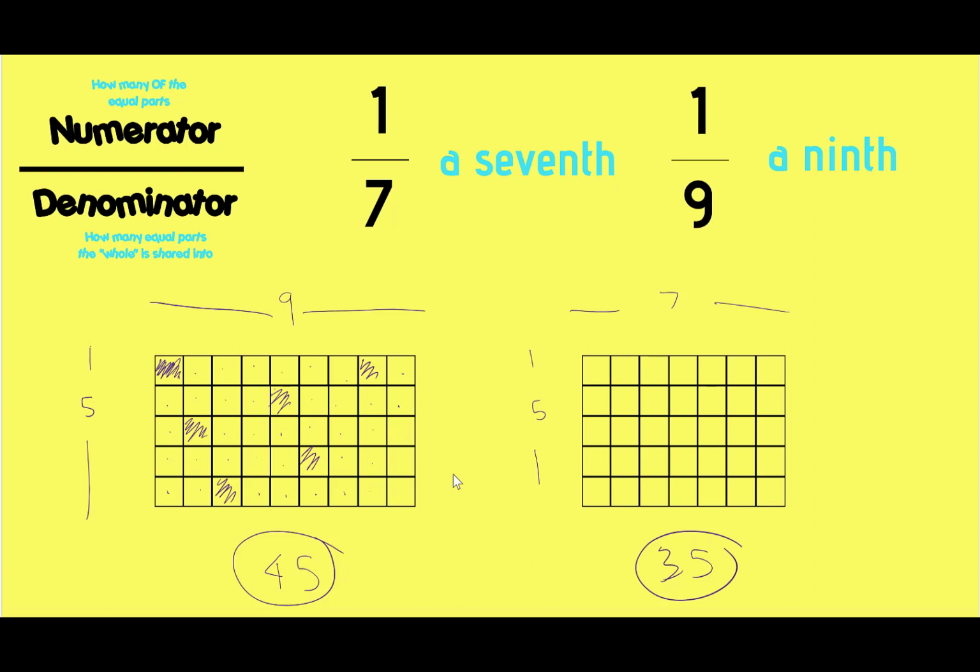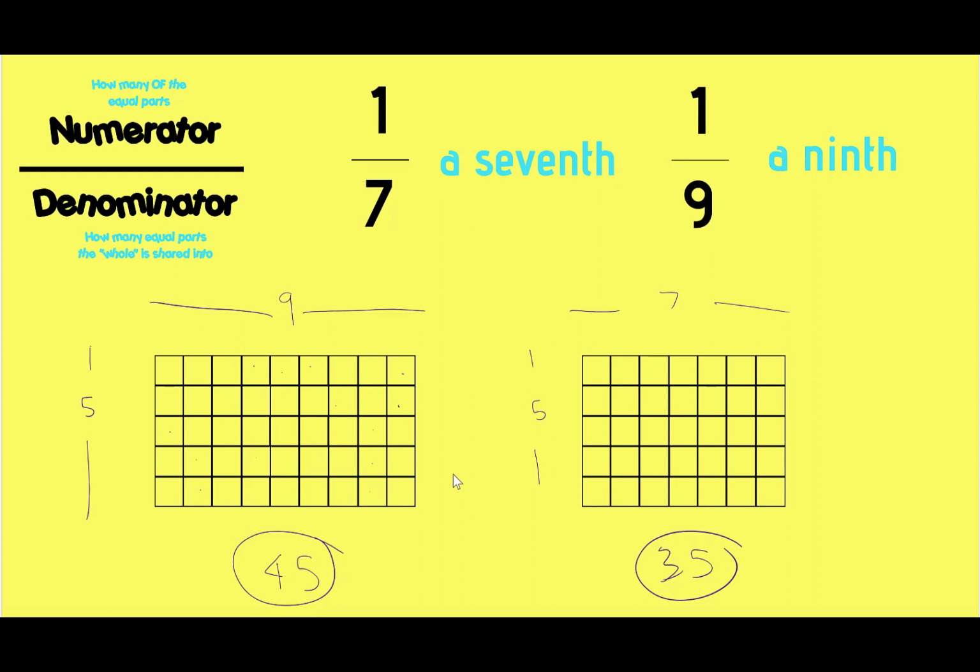You can see that I can't find 1/7 of that using the shading method. I know that I can't find 1/7 of that because 45 is not in the 7 times table. 45 is not a multiple of 7. 7 is not a factor of 45. We've also proved it by trying to colour in. It doesn't work. However, 45 is a multiple of 9. 9 is a factor of 45.